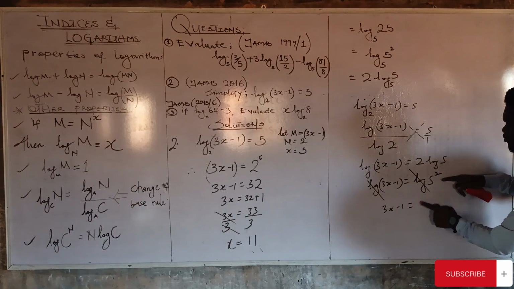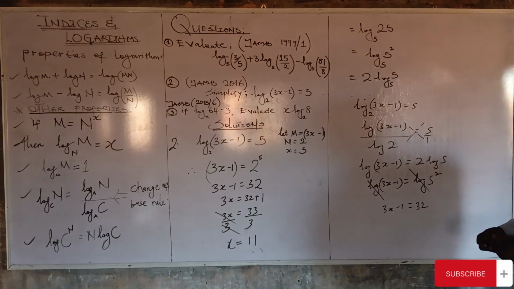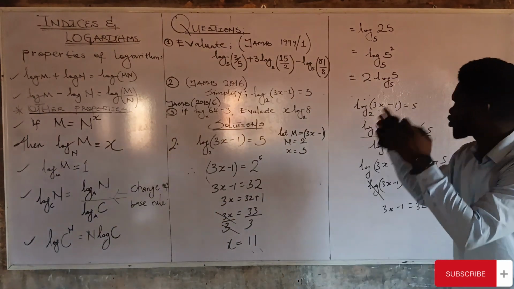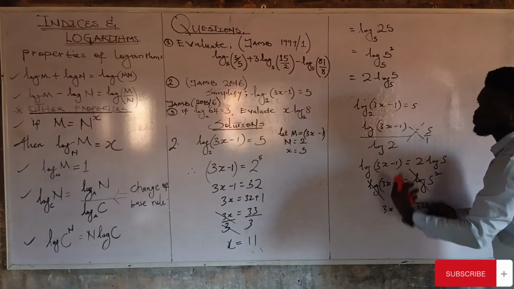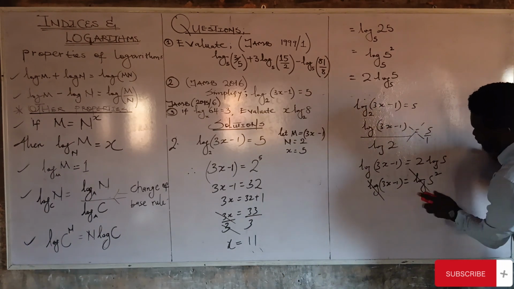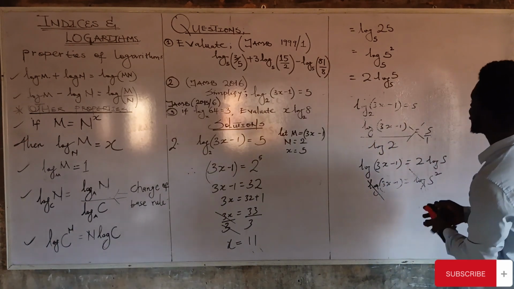2 to the power of 5, which is 32. That is the same thing we got earlier, so everything still comes back to the same point using the change of base rule. It's all about your understanding of the formula or the properties and principles, and you still get the same answer. Once you've done that, let's quickly attempt the last question.